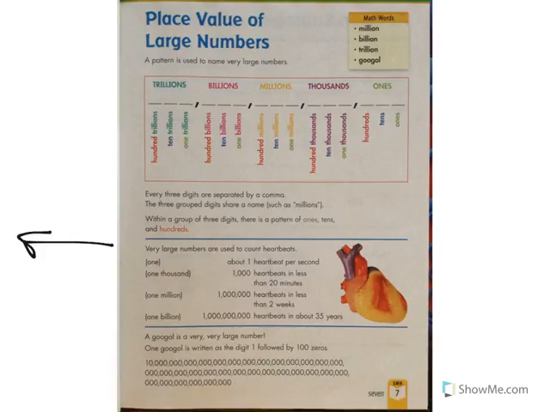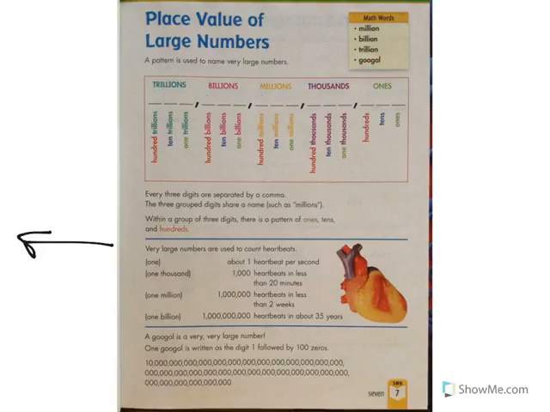So every 3 digits are separated by a comma, and the 3 group digits share a name, such as millions, and we see the name up here: ones, those are the ones we're most used to dealing with, thousands, millions, billions, and then trillions. And if we kept on going, we'd have quadrillions, quintillions, and all those numbers like that. Really very, very large numbers. But they're all grouped together in sets of 3.